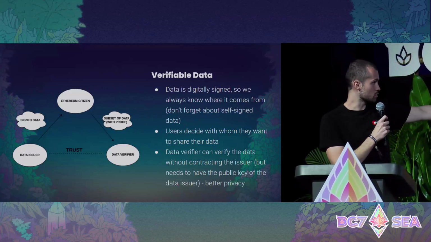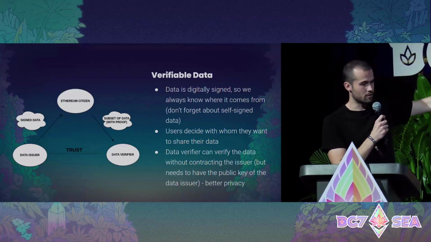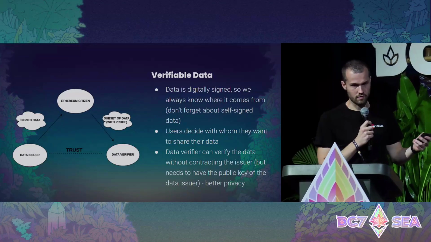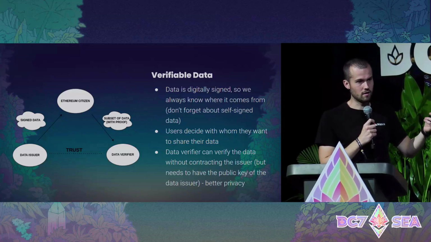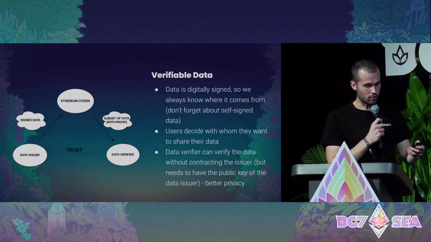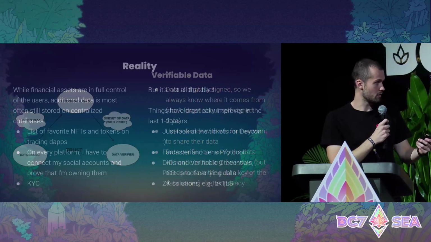But here I also want to mention that the data issuer and the user can be the same person, because some data can be self-signed or self-issued if the data is not that important, or maybe it is important, but for example, what is my favorite color? This data can be signed by myself.